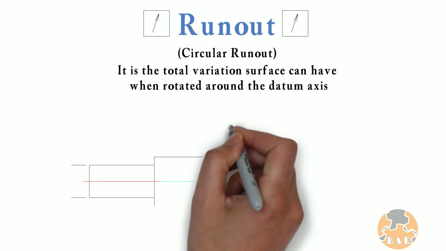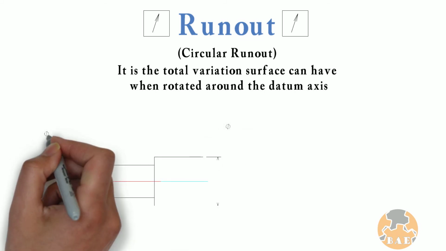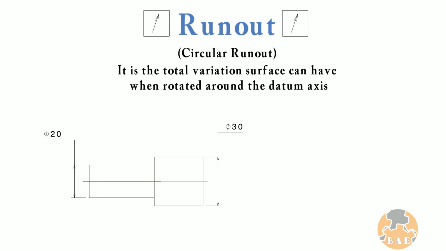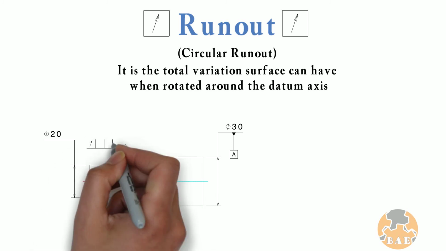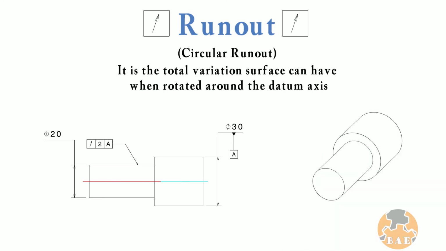Consider our previous example of the stepped shaft. Here we want to control the runout of this surface with respect to datum A. Then we will call out the feature control frame here. When we inspect this part, we will fix datum A in the fixture and rotate it. When rotated, we will measure circular variations here with the help of a height gauge, and these circular variations must not be more than whatever we have mentioned in the feature control frame.